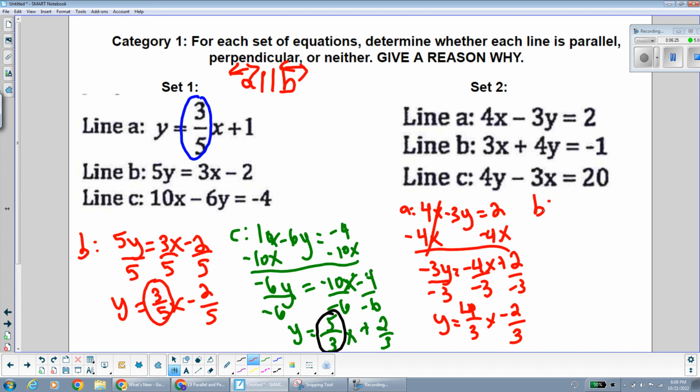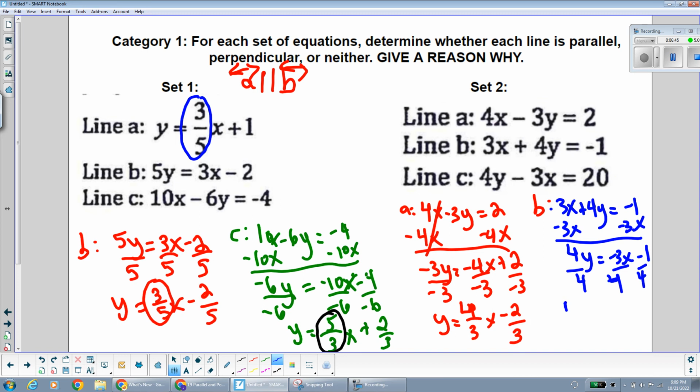Line B. Let me use a different color for that. Let me write it down. Okay. And finally, dividing everything by 4.